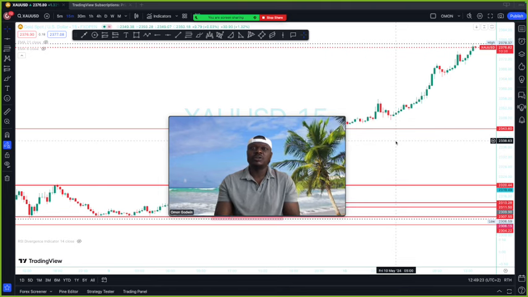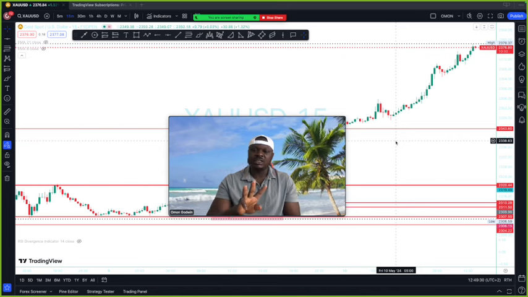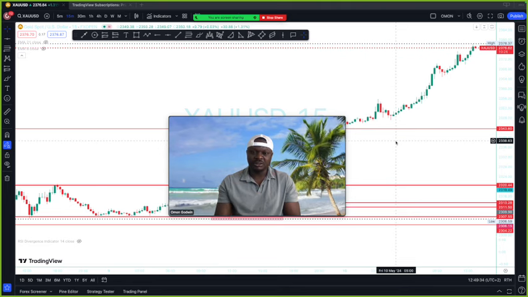Okay, so what I'm going to talk about today is three candlesticks that will give you a better confirmation before you start, before you enter your trade, before you trigger your trade.